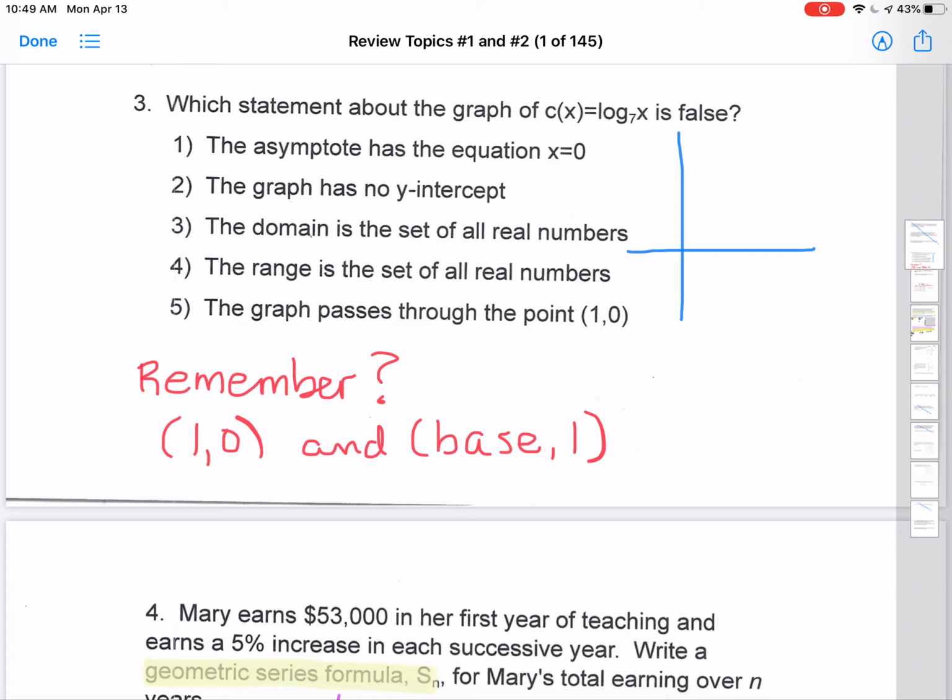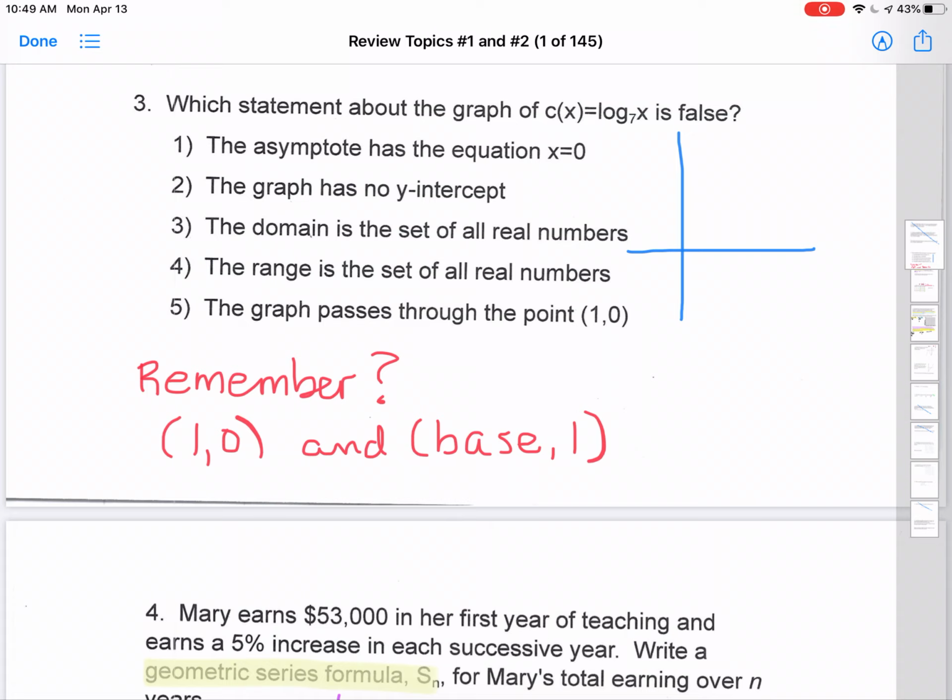Okay, so the asymptote has the equation x equals 0. Well, that green line is the equation of the vertical asymptote. That is x equals 0. Remember when there was stuff going on in here, we used to always set that equal to 0 to find the vertical asymptote. All right, the graph has no y-intercept. Well, that looks pretty good too. Doesn't look like it's going to cross, so that's true.